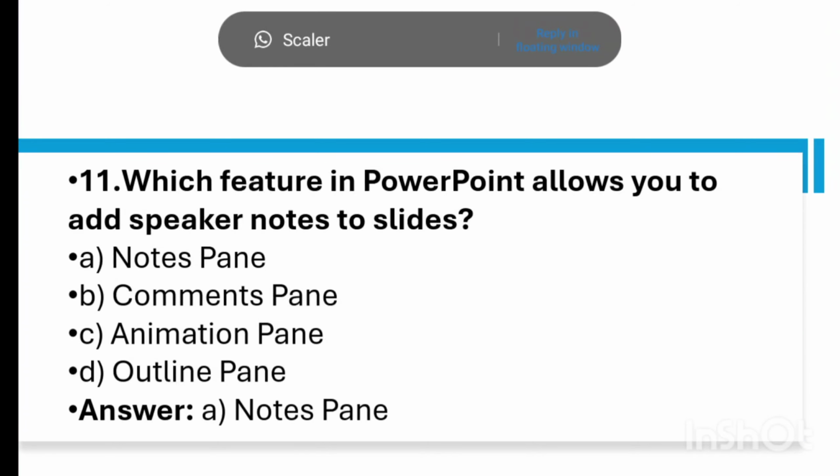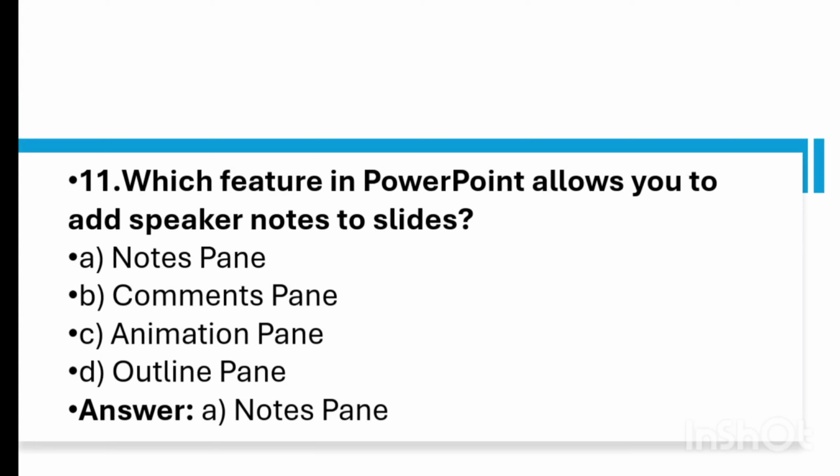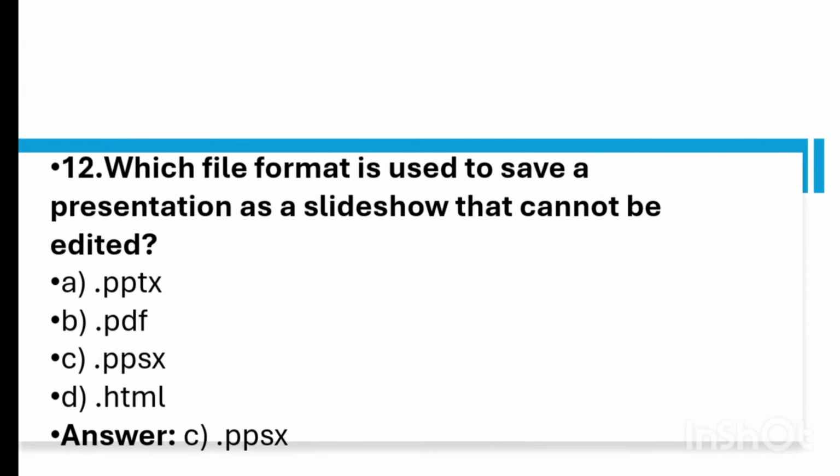Question number 11. Which feature in PowerPoint allows you to add speaker notes to slides? Options are A. Notes pane, B. Comment pane, C. Animation pane or D. Outline pane. So the correct answer is option A. Notes pane.